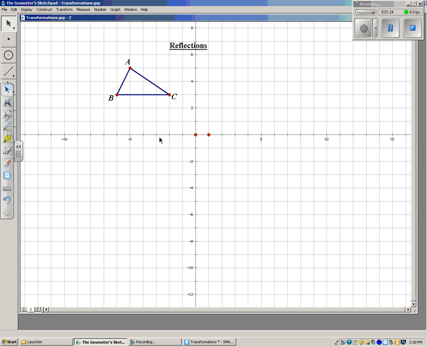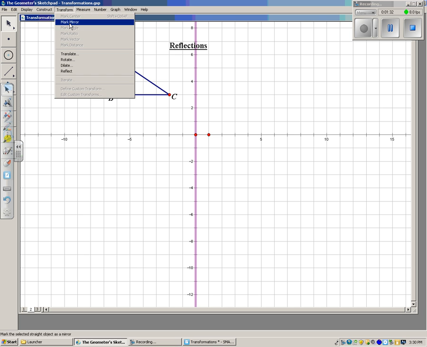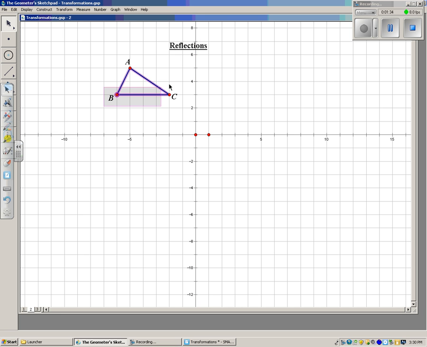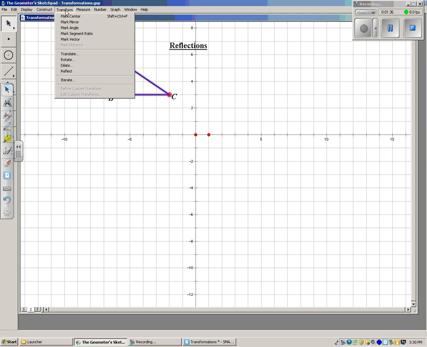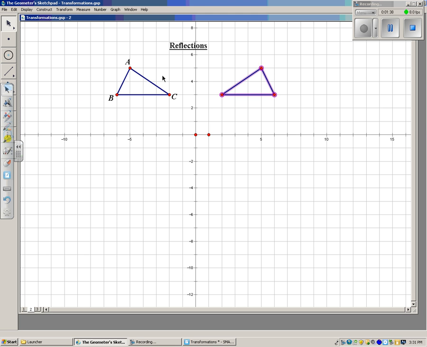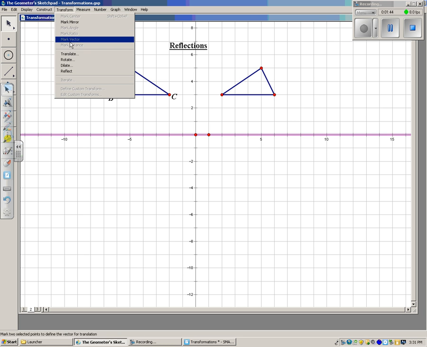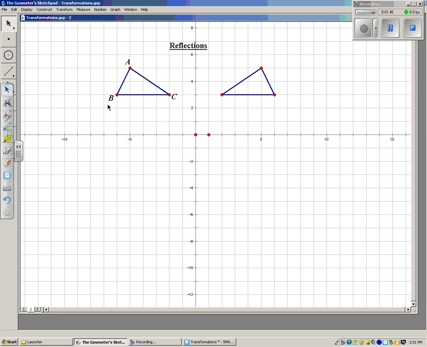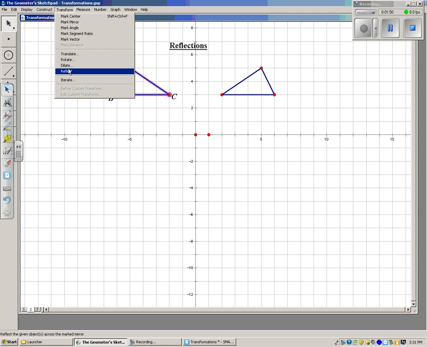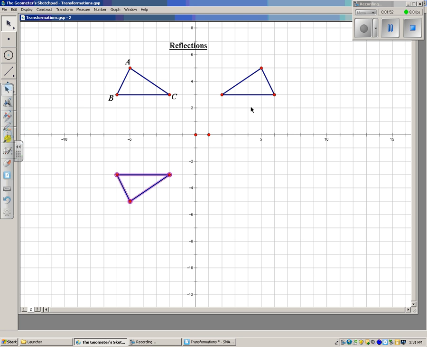You can also reflect. To reflect, you need to specify the line over which you're reflecting. So I'm going to choose the y-axis. That's a good one. So I go to Mark Mirror. And what that's going to do is reflect over the y-axis. See? You could also equivalently just reflect over the x-axis. The way that would work is you'd choose the x-axis as your mirror, and then you go to transform, reflect.